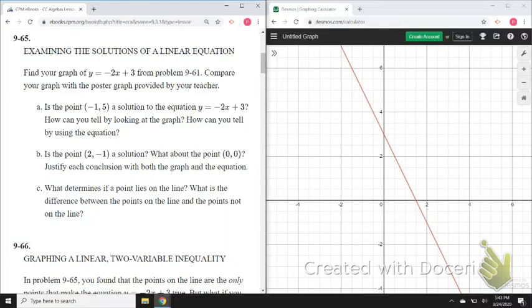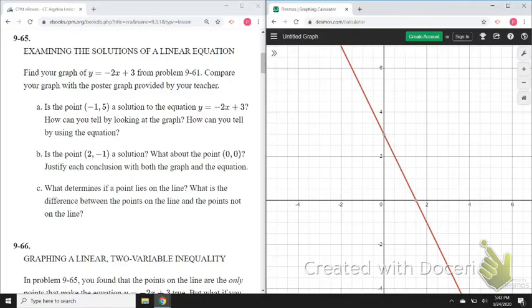The point negative 1, 5 is going to be right there. Because it lies on the line, that point is actually on the graph of this equation, so it is a solution. That's how we know graphically if it's a solution or not. Now it says, how can you tell by using the equation? Pretty simple. You take the equation, y equals negative 2x plus 3, substitute the values of x and y that are given to you, and make sure that both sides equal each other when we simplify.